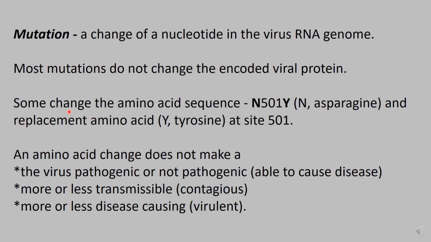Sometimes a change in the nucleotide sequence can cause a change in the amino acid sequence. For example, if you see a designation N501Y, N is an asparagine, which is an amino acid. At position 501, that N has been changed to Y, which is now a tyrosine. So this represents a change in the amino acid sequence because of the mutation in the nucleotide in the spike protein. Even if you have a change in the amino acid sequence, that does not make a virus more pathogenic, more or less transmissible, more or less causing disease.